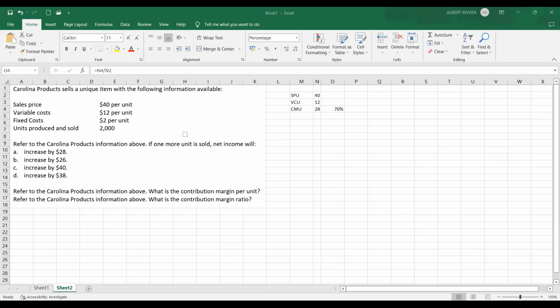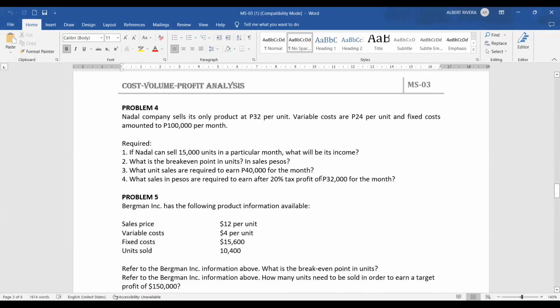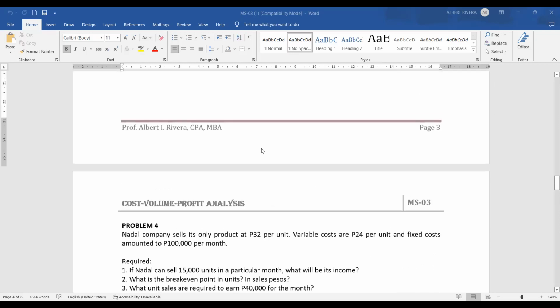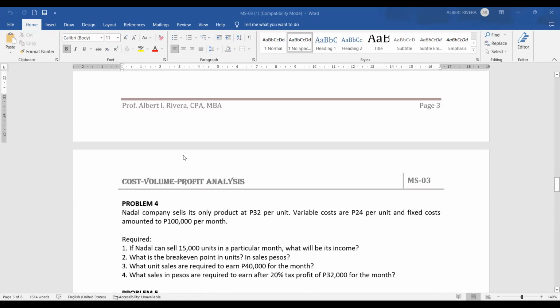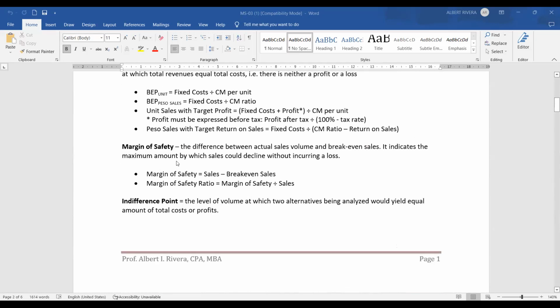Okay. So in problem 4, the new requirement here is to determine the unit sales required to earn a certain amount. And item 4, what is the sales in pesos required to earn 20% profit of 32,000 pesos per month? So ito yung bullet 3 and 4 kanina. Ito yan. Yung nandito sa taas.